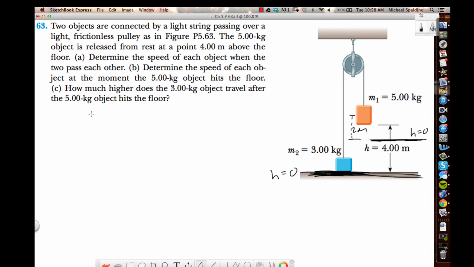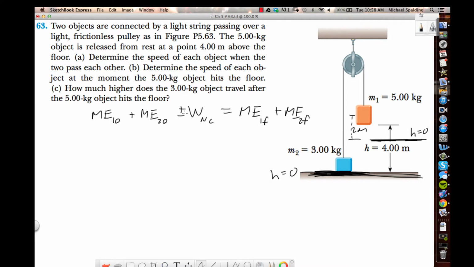So here's the idea. Mechanical energy 1 initial plus mechanical energy 2 initial plus or minus any work non-conservative equals mechanical energy 1 final plus mechanical energy 2 final. All right, so we got to keep track of the energies of both objects.